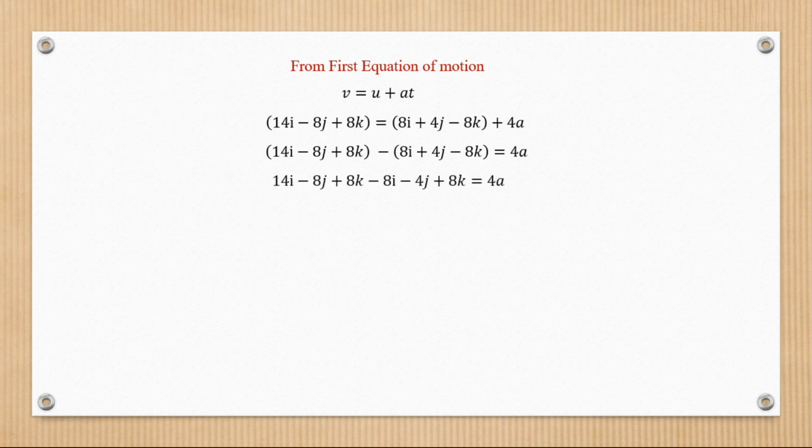Now when I subtract, this is what I have. I'll be having 6i − 12j + 16k equal to 4a. Now I'm going to divide both sides by 4, of which a shall be equal to a quarter of (6i − 12j + 16k) meters per second squared, and that is the value of the acceleration.